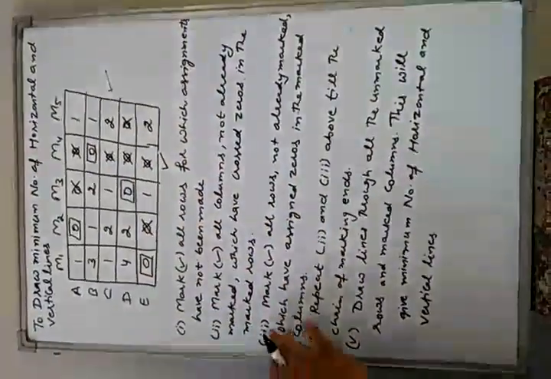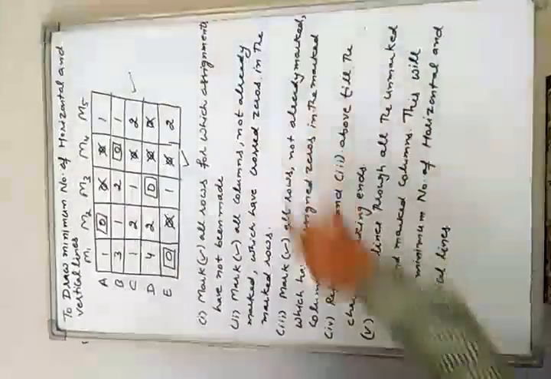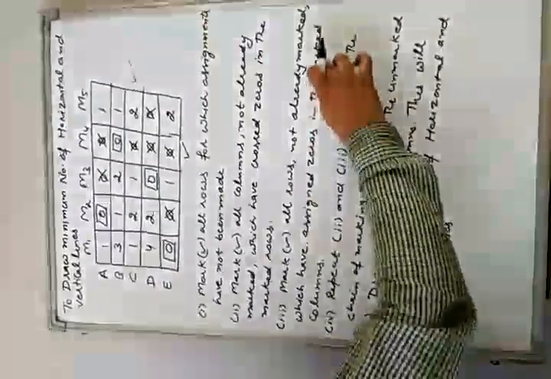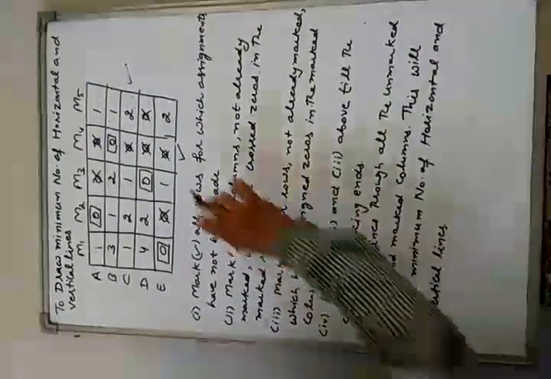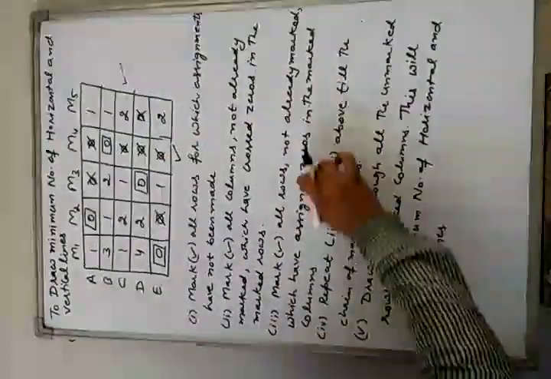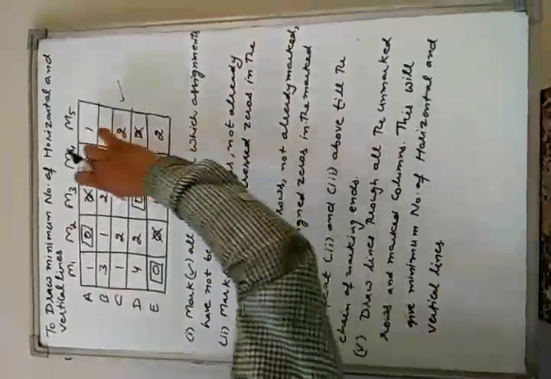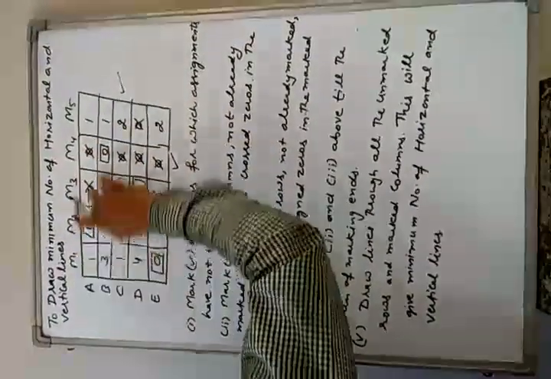Now the third step is to mark all the rows not already marked which have assigned zeros in the marked columns. The important thing is the marked column. This is our marked column. Now we look in this marked column where the assigned zero lies. In this marked column, the assigned zero lies here. Therefore, we will mark this row.